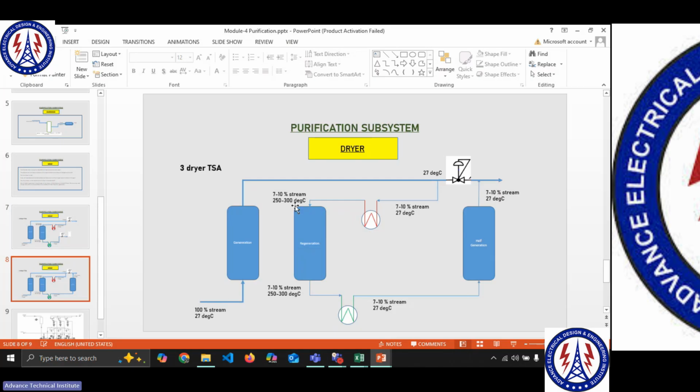You remember how the 3-dryer TSA works? Yeah, a little bit. Yes, I remember that. When it's saturated, then we are using it.